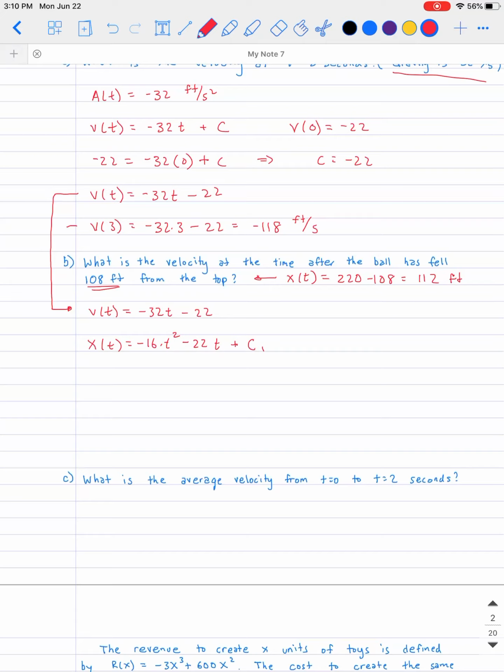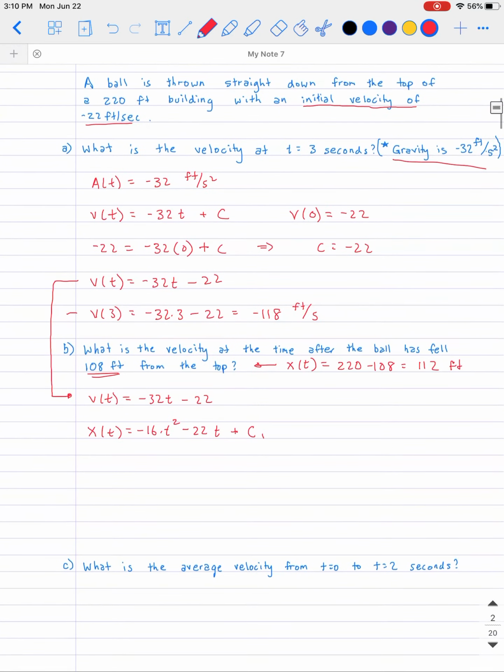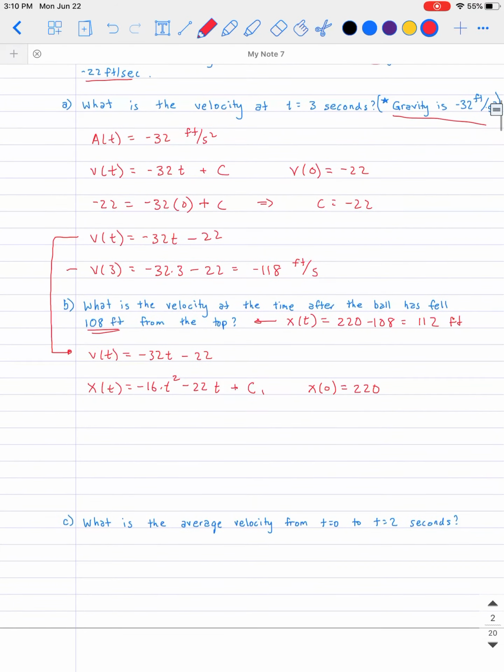And what I want to do now is plug in x of t equal to 112 to figure out the time. But before we can do that, we need to solve for C1, just like we did in the previous problem. If you go back to the very beginning, it says that the ball is thrown straight down from the top of the building, which is 220 feet. So that tells me that the initial position, x of 0, is equal to 220.